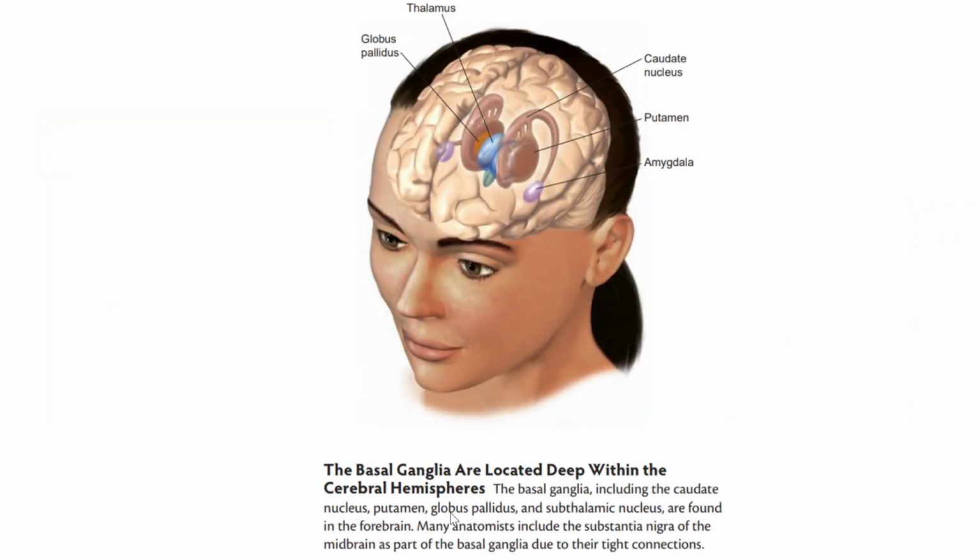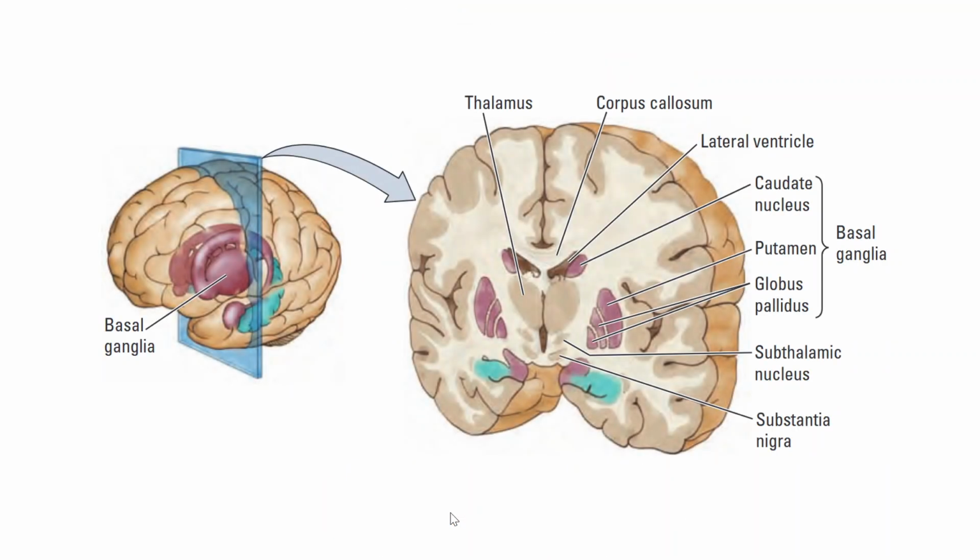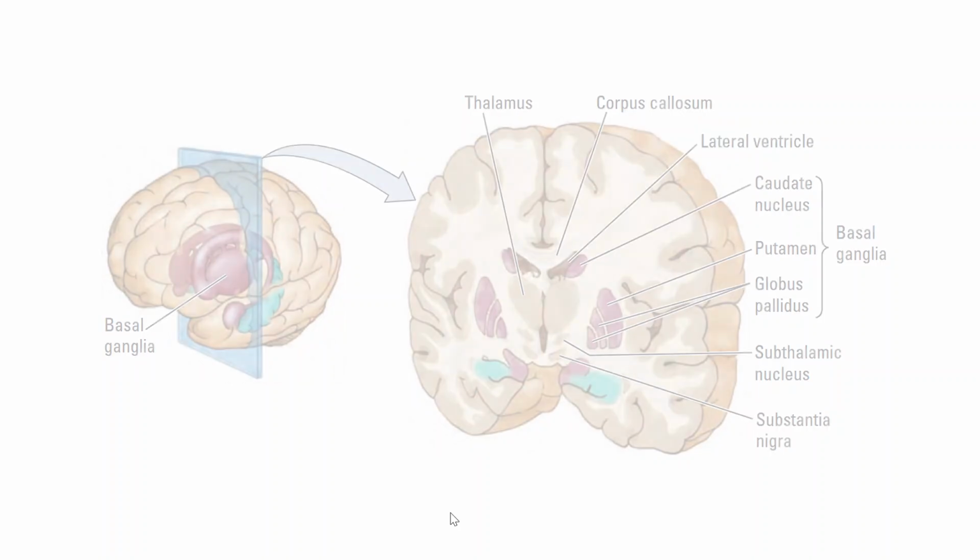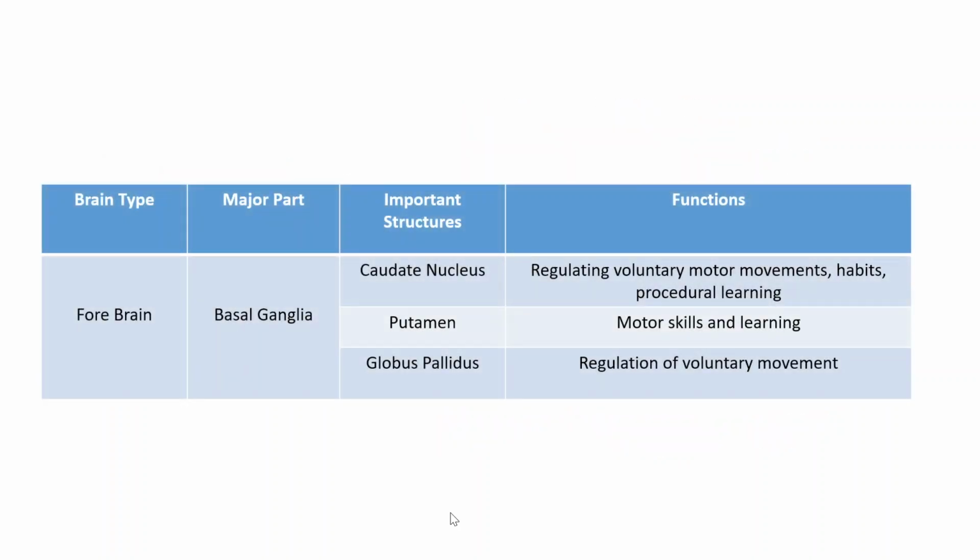The other part we have is the basal ganglia. Again, it contains the thalamus, caudate nucleus, amygdala. So the basal ganglia contains the following parts. Now we have a lateral section or view of the brain. So the basal ganglia has the following parts.